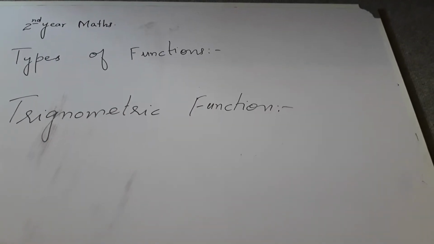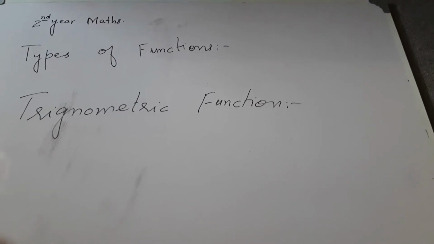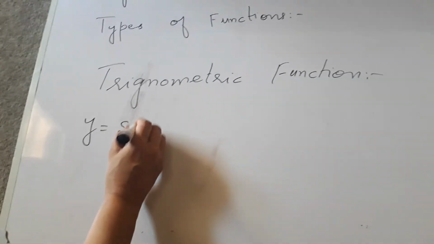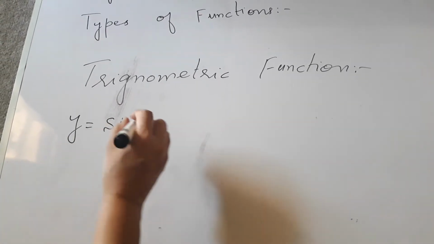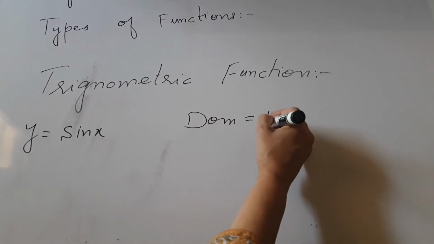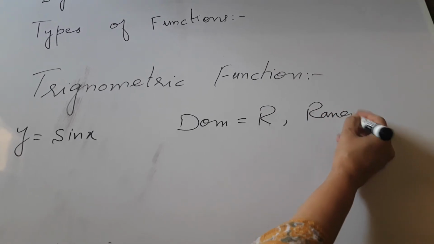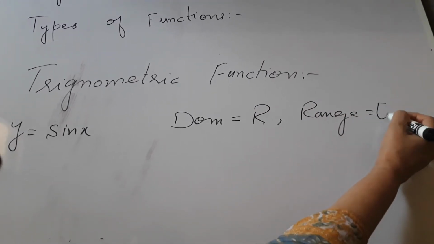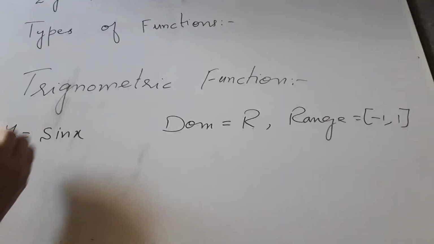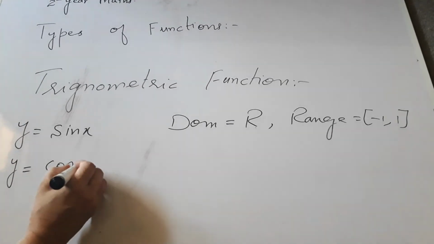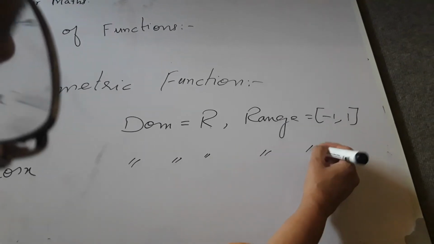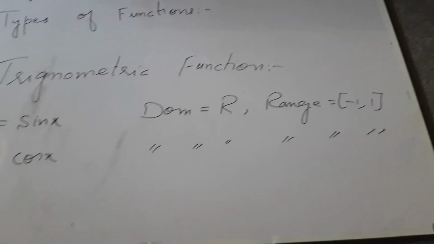Which you have read in detail in the first year class, trigonometric and inverse trigonometric functions. Y is equal to sin x, y is equal to cos x, and domain is equal to R, and range of sin x is equal to the closed interval -1 to 1. Similarly, the trigonometric function y is equal to cos of x. Domain of this function is also R, and range of this function is also closed interval -1 to 1.